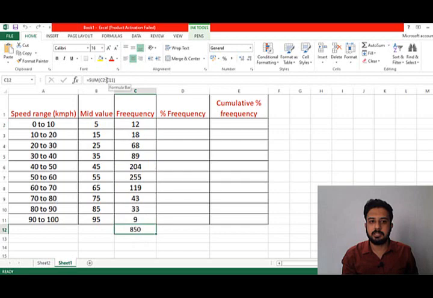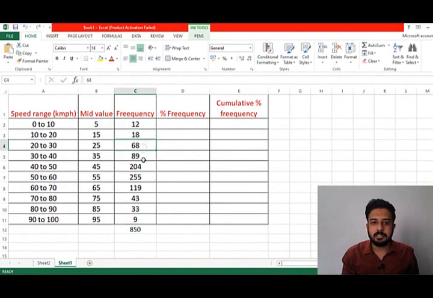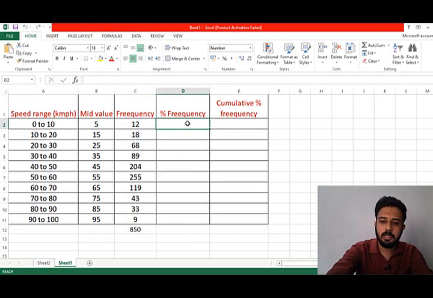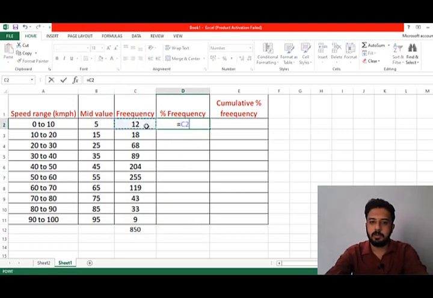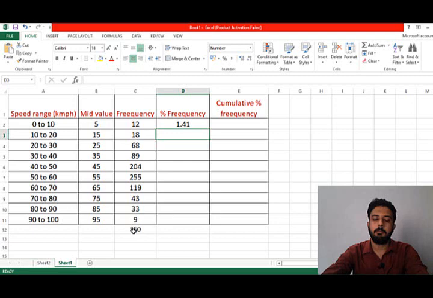You can see the equation here, the sum from this 12, 18 plus 68 plus like that till plus 9. We'll get this 850. Now how are we going to calculate the percentage frequency? You can simply see, equal to this particular frequency divided by the total number. I want it in percentage, so I'm multiplying with 100 also. Now I'll get 1.41 percent.